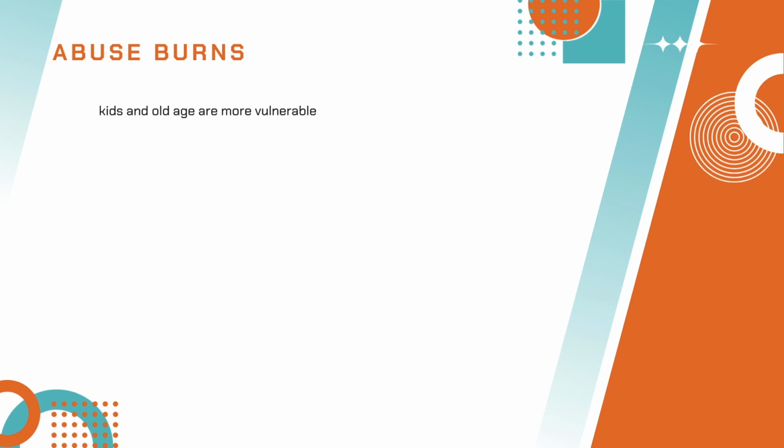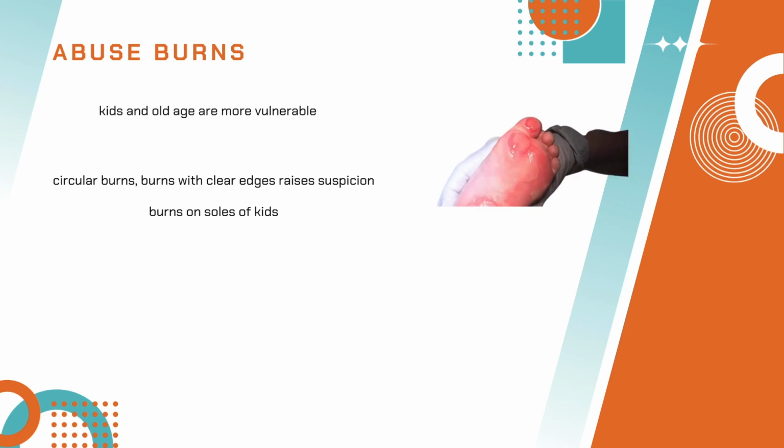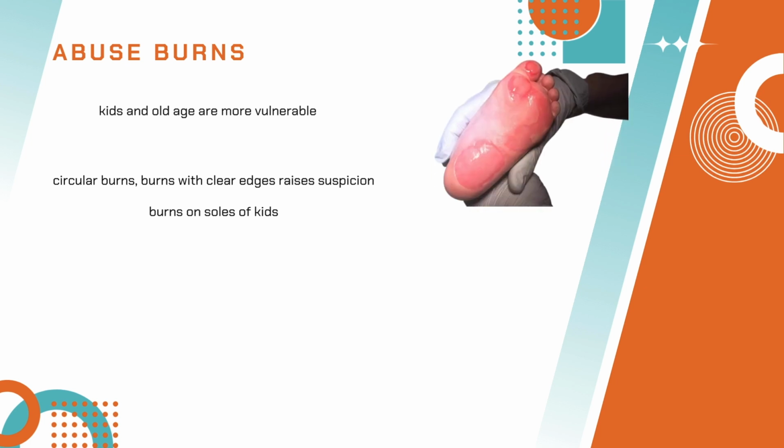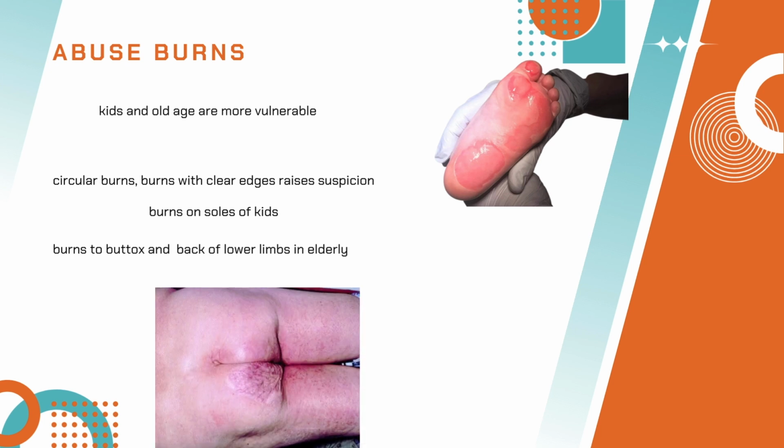So next, abusive burns. Abusive burns are more common in kids and old age. Circular burns, burns with clear edges, raise a suspicion of abusive burns. Burns on the soles of a kid typically occur when the kid is dipped into hot water, and burns on the buttocks and back of the lower limbs of the elderly will also raise a suspicion of abusive burns.